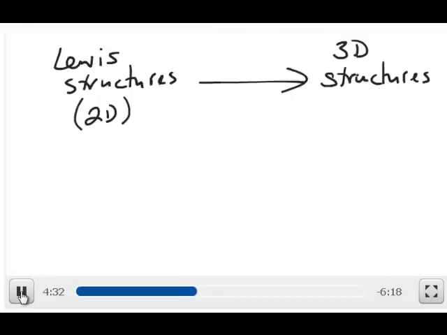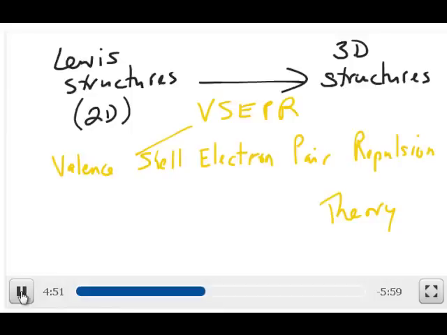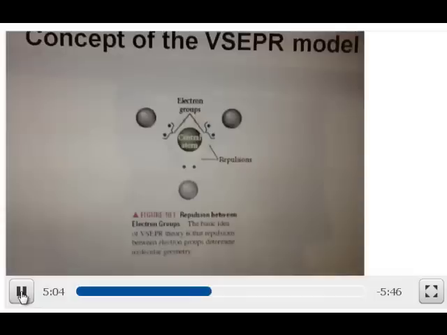So the question then is, how do we perform this operation? We want to take Lewis structures, which are two-dimensional, and convert them to three-dimensional molecular shapes or molecular structure. What you need to understand in order to do this is a theory called VSEPR. What does it stand for? It stands for valence shell electron pair repulsion theory. It might be a mouthful and seem kind of difficult to understand, but really the idea is very simple, as I will illustrate in the next slide. So the idea of the VSEPR model is the following.